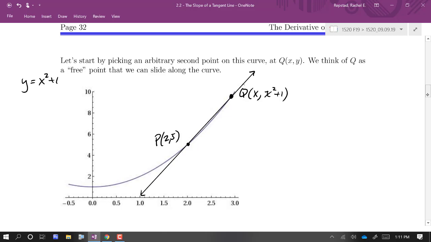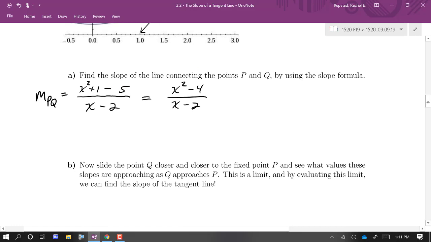So we have a way to do that in mathematics. We're just going to take a limit. We're going to let Q approach P, and then evaluate what those secant slopes are approaching as Q approaches P. So let's set that up. And here's where it will be particularly helpful to observe that we have a difference of squares up there.